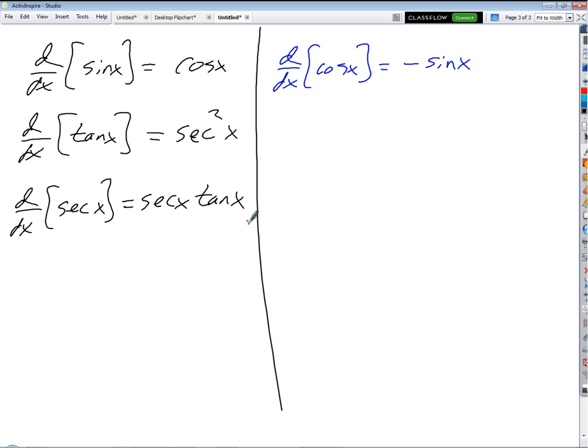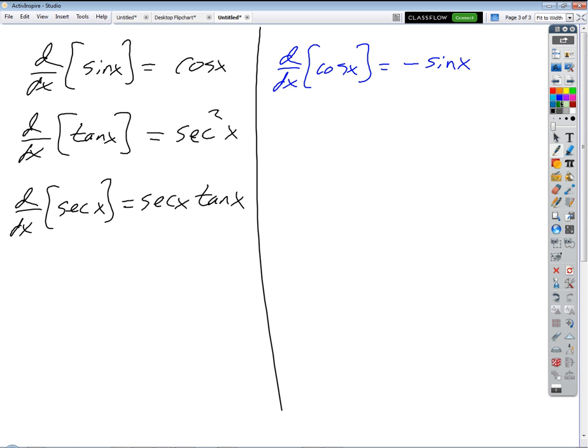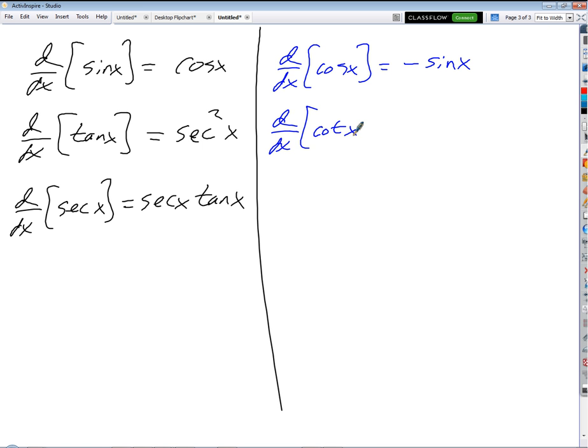Anybody want to make a guess what the derivative of cotangent x is going to be? I heard cosecant squared. Almost. Negative cosecant squared x. Does anybody care to hazard a guess as to what the derivative of cosecant x is going to be? Negative cosecant x.